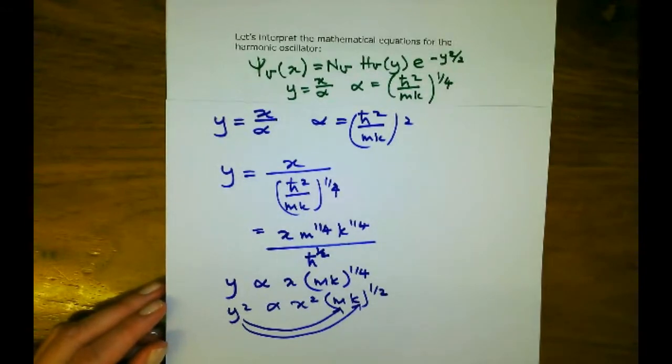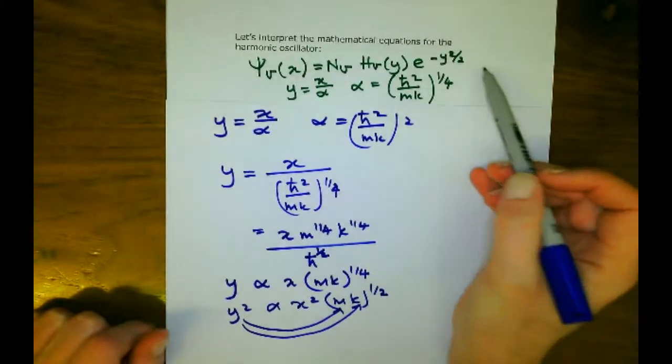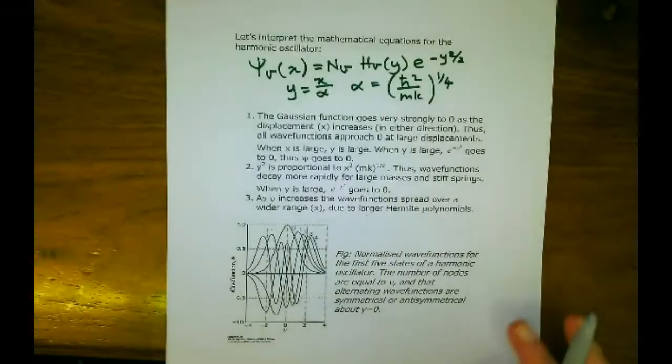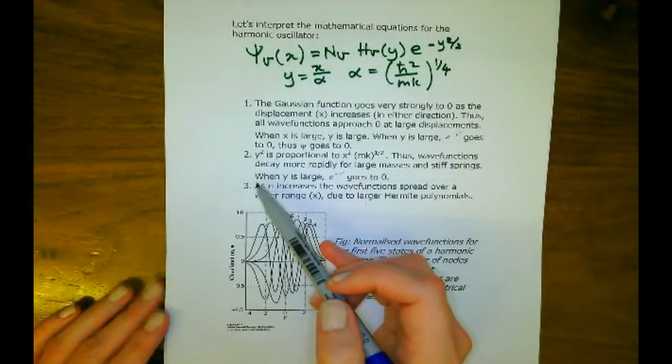If you have a large particle on a spring with a specific force constant versus a small particle, the heavier particle will not oscillate as far as the light particle. And the same for the stiffness of the spring. The stiffer the spring, the smaller the displacement will be compared to a spring that's not as stiff. So the wave function will go to 0 more quickly for a stiff spring or for a larger particle. And that is basically summarized in point 2.